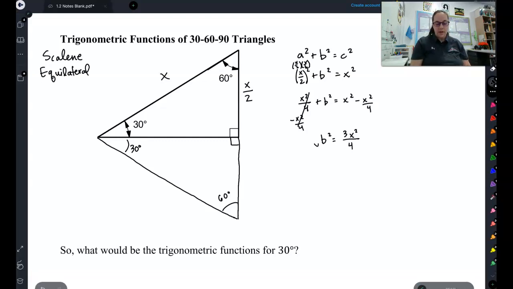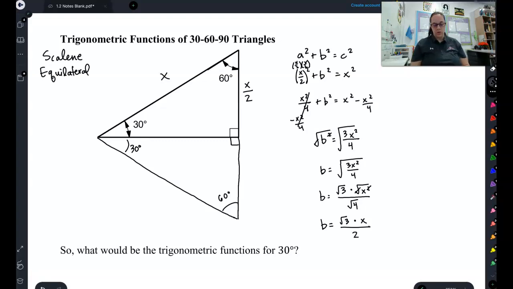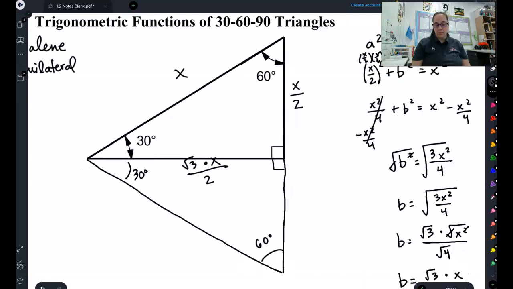Same thing. Square root to solve for b, and I get the square root of 3x squared over 4. Once again, I'm going to separate all of those roots over the multiplication and the division. And I do that because these ones will cancel, so I get square root of 3. Oh, why do I keep writing 2? Times x, and square root of 4 I know is 2. So that means this last side is square root of 3 times x over 2. And we now have all three sides labeled.